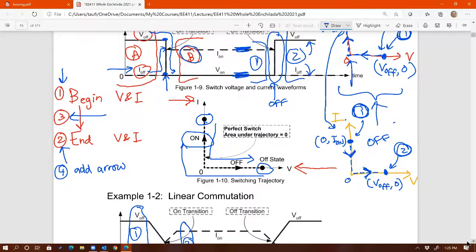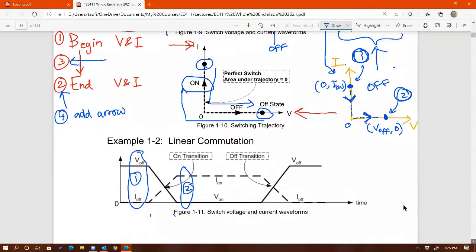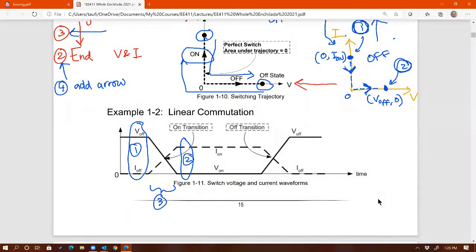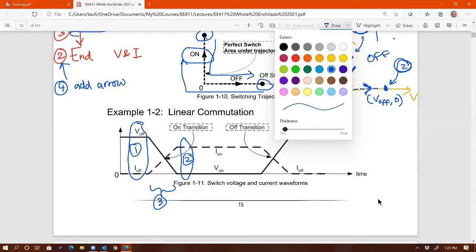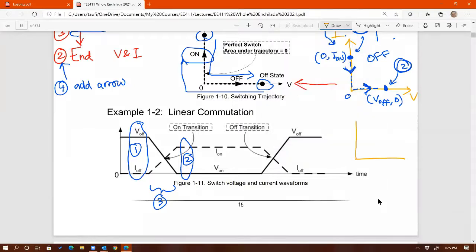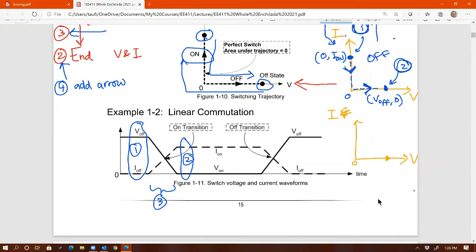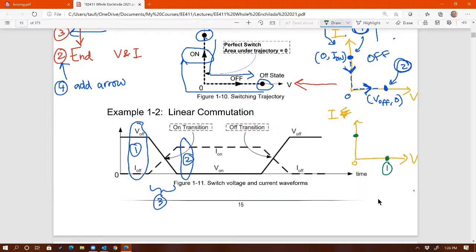Okay. If not, let's look at this one right here. Let's just do the on time right here, and then you can do the off time yourself. Oh, that's I. This is V. All right. Beginning, just like before, you have V off and I at 0. Let me use a different color here. That's your number 1, your beginning point. And then the end point is right there, just like before.